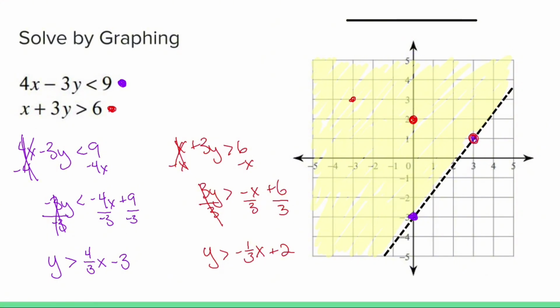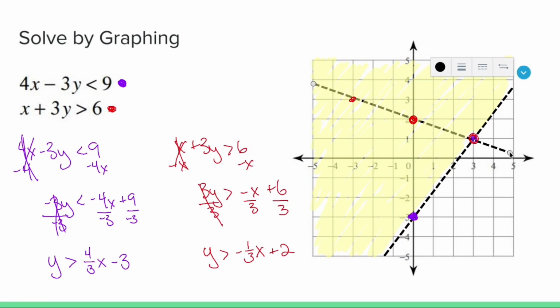Now let's do what we did with the last one. Literally exactly the same thing that we did. It's greater than, which means dashed line. All right, so let's do that. Connect these dots. Good job by me. Also, we need to shade above this dashed line because it's greater than.